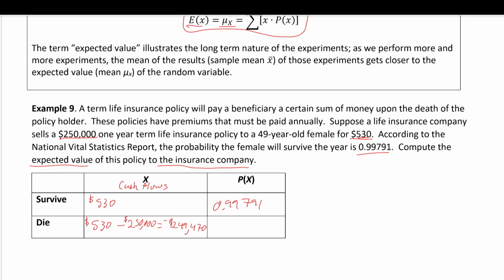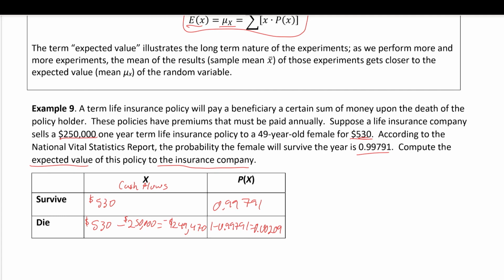And of course, either survival or death, they are complements of each other. So the probability of death would be 1 minus 0.99791, which in this case is 0.00209. So it's a small chance. If you're looking at the thousands place, 2 out of 1,000.